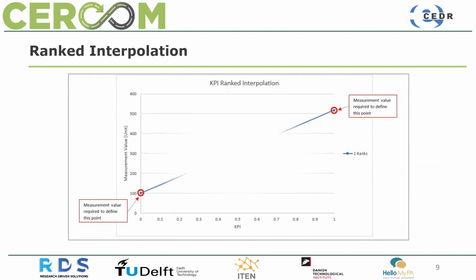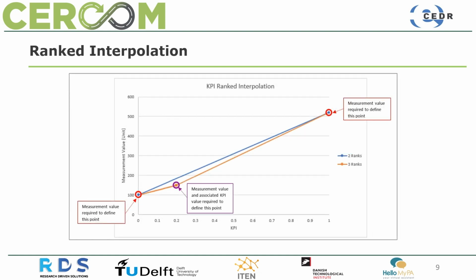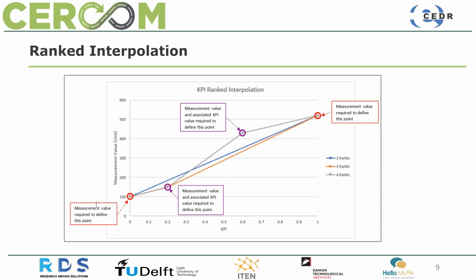The following images illustrate the ranked interpolation procedure within the software tool. For each KPI or evaluation criteria, a minimum of 2 ranks must be defined, providing upper and lower thresholds. The lower or less favourable threshold is assigned a KPI value of 0, and the upper or more favourable threshold is assigned a KPI value of 1. Where a more complex relationship is required, 3 or 4 ranks can be defined and multilinear interpolation can be used.